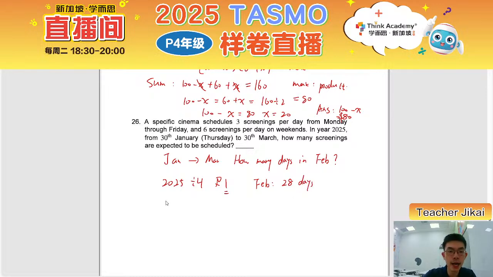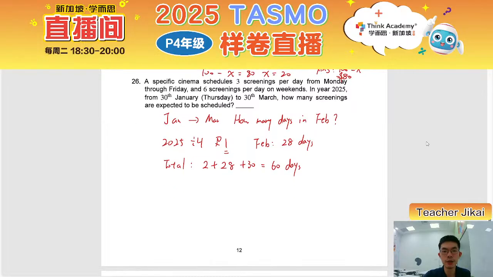So now we know how many days are there in total. January starts from the 30th, so we have 30, 31, 2 days here. February we have 28 days. And March, from the 1st of March to the 30th of March, 30 days. So in total we have 60 days. So we can use 60 divided by 7, which is 8 remaining 4. What does it mean? 8 means 8 weeks and 4 means 4 more days.